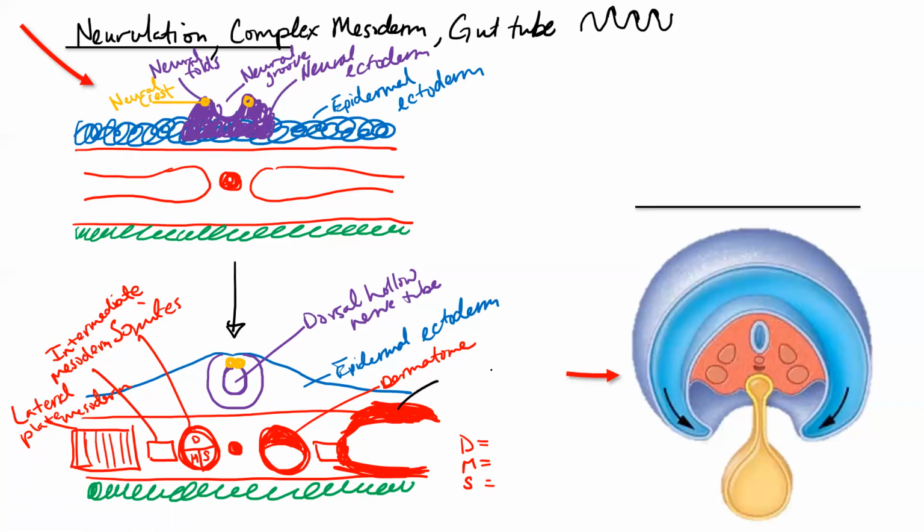This portion that goes underneath the ectoderm is called the somatic mesoderm. The part that goes above the endoderm is called splanchnic mesoderm. And then what happens is you create a fluid-filled cavity between them called the coelom. Just like that.